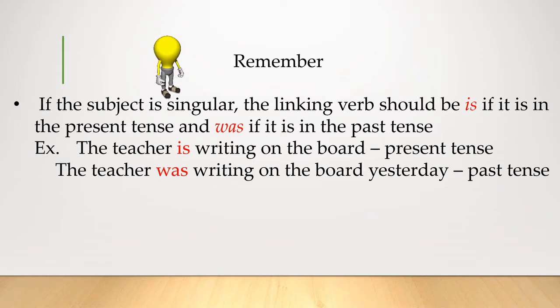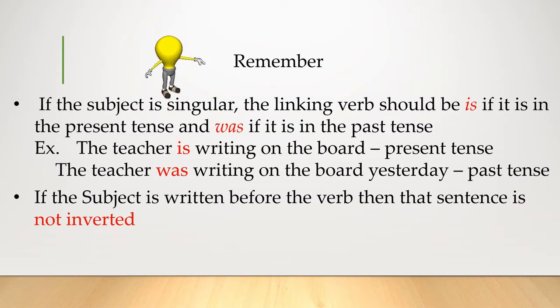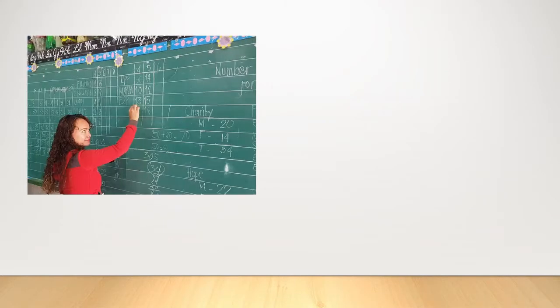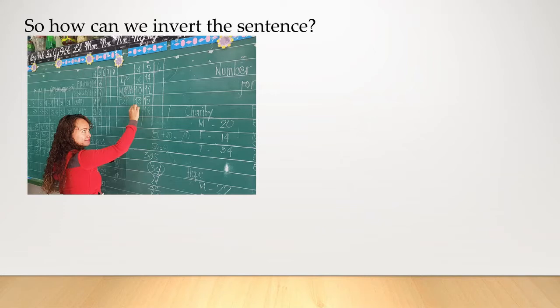Example, the teacher is writing on the board. That is written in its present tense. And the teacher was writing on the board yesterday. That is in its past form. If the subject is written before the verb, then that sentence is not inverted. Let us go to this picture again. So, how can we invert the sentence?